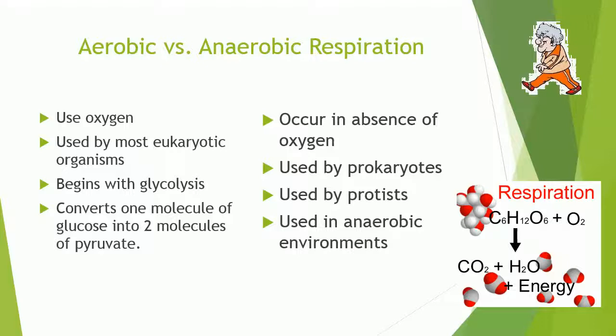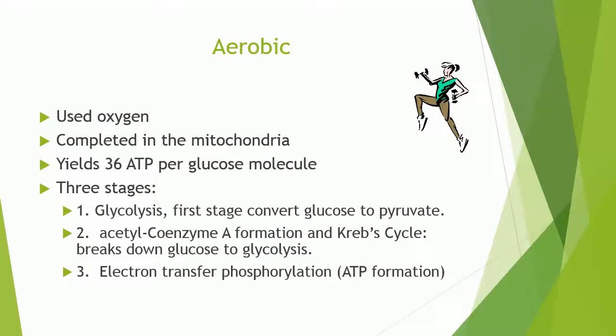Anaerobic respiration occurs without oxygen, so it does not require oxygen. It's used by lots of prokaryotes, which would be bacteria, and used by some protists, and it's used in an anaerobic environment. So syphilis is an example of an anaerobic bacteria because it is killed by oxygen. So when you think about respiration, you're always thinking that things need oxygen because that's what we need, but that's just not the case. Aerobic respiration is the use of oxygen. It's going to be respiration by the usage of oxygen.